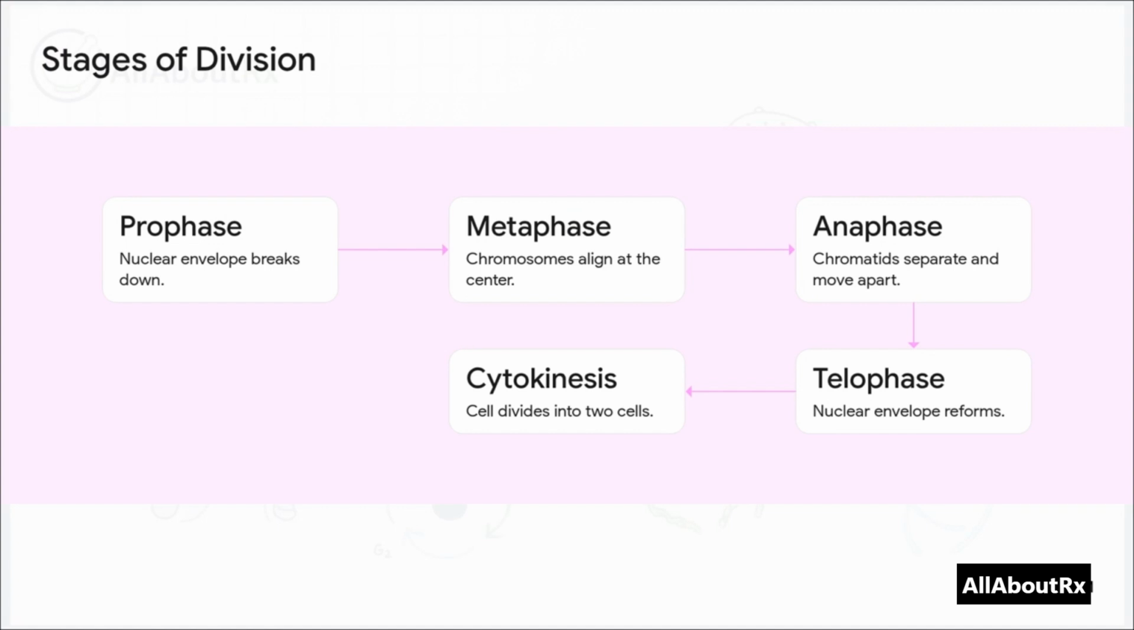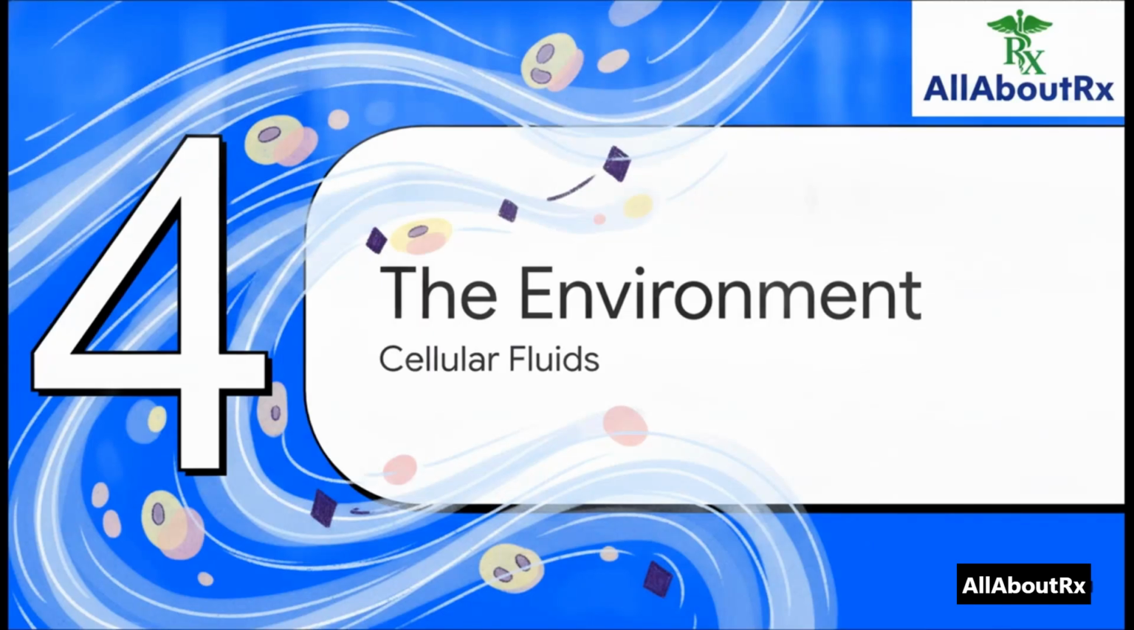Mitosis itself unfolds in 5 rapid-fire stages. Let's run through them. Prophase, the nuclear envelope breaks down. Metaphase, the chromosomes align right at the center. Anaphase, the chromatids separate and get pulled to opposite sides. Telophase, the nuclear envelope begins to reform. And finally, cytokinesis, the actual physical division into 2 distinct cells. It's really important to note that when these highly regulated mechanisms fail, you get rapid, abnormal cell division, which we clinically recognize as cancer. Finally, we arrive at section 4, the environment.